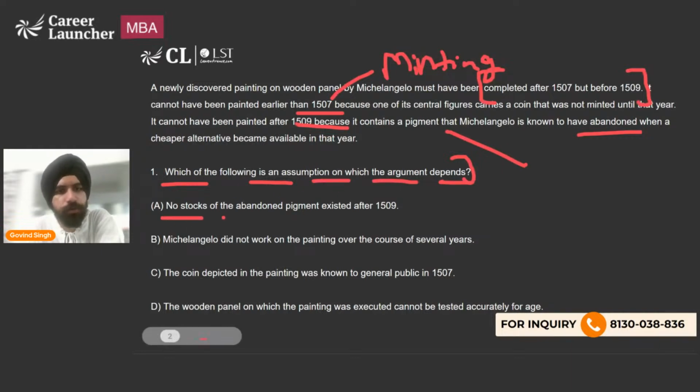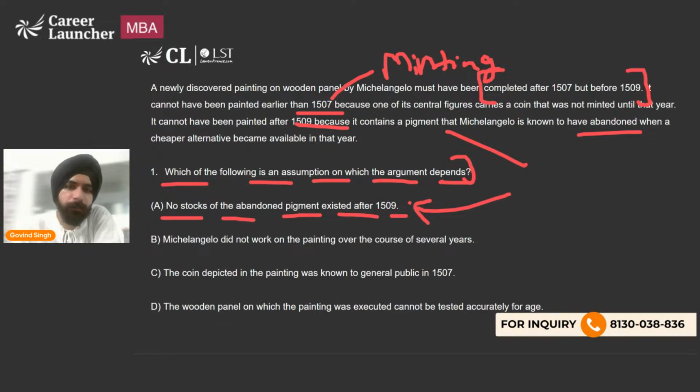Option A says no stocks of the abandoned pigment existed after 1509. Now, why is this not the right assumption? You might think that this seems like a fair assumption, and the argument can depend on this because the argument says that it should be before 1509 and after 1509 the pigment was not used.